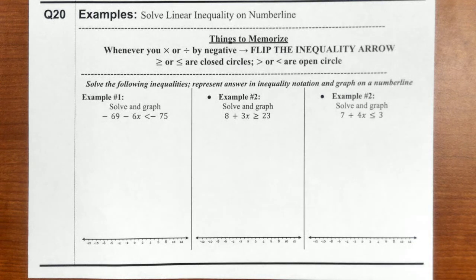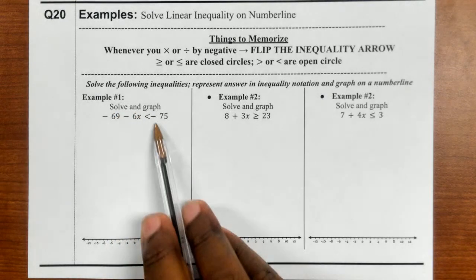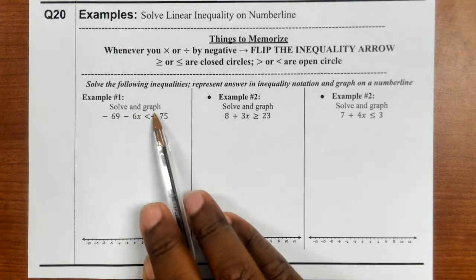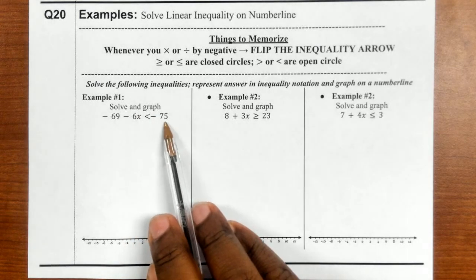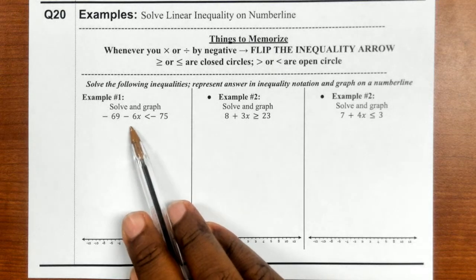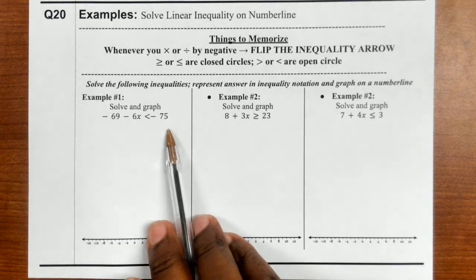Question number 20 wants us to solve the linear inequality on a number line. This is the equation that we're given right here. We need to solve and graph it on this number line. When solving an inequality, the aim is to move all the letters or variables to the left and all the constants, or numbers that don't have an x, to the right.